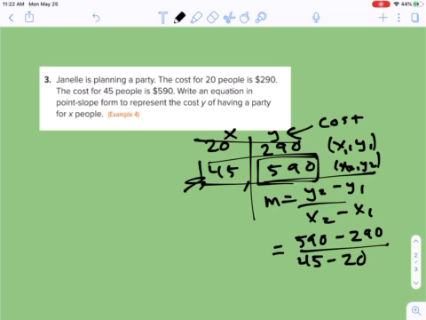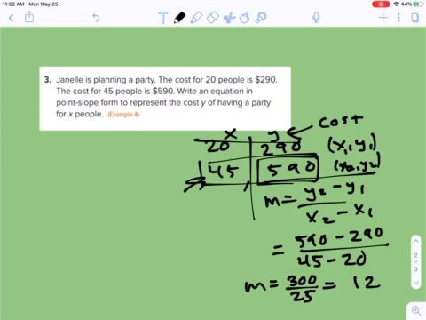So 590 minus 290 gives me 300, and then 45 minus 20 gives me 25. If I think about how many quarters go into $3, that's how I do my 25s. I would say, oh, that's 12. So my slope is 12. I don't know why I wrote the m right there, but m is equal to 12.